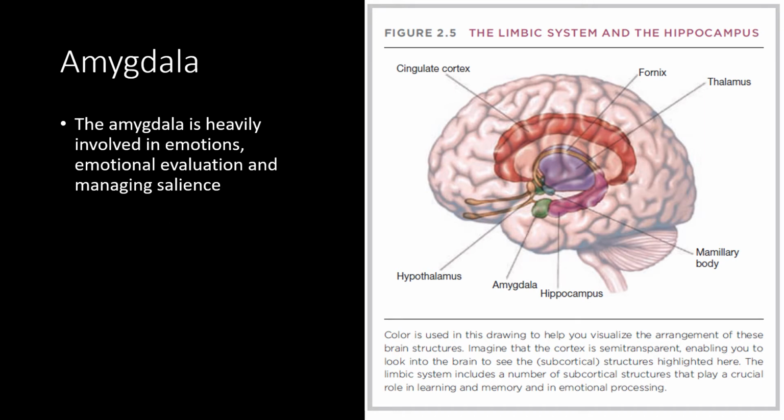The amygdala, we mentioned this briefly when we were talking about Capgras syndrome, and this is heavily involved in emotions, emotional evaluation, and just managing salience in general. And this is shown in green on the diagram to the right.